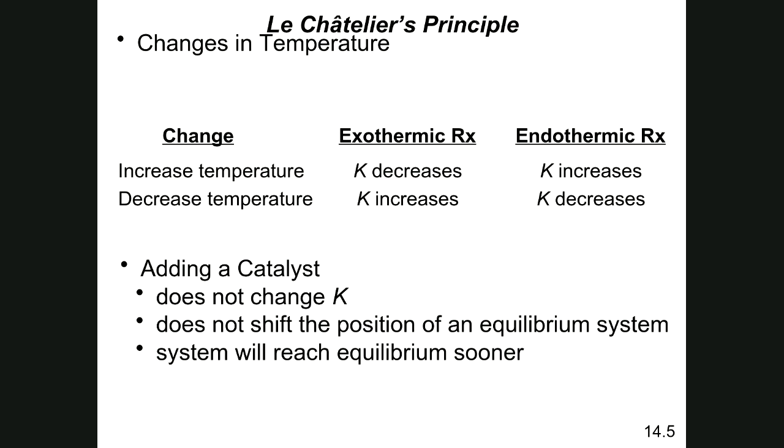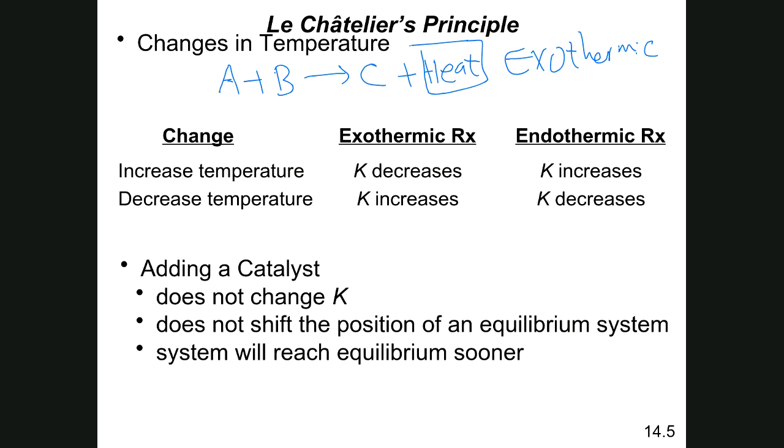How a change in temperature is going to affect the system at equilibrium. If the system at equilibrium is an exothermic reaction, A plus B gives C plus heat. This is an exothermic reaction. So if you know your reaction is exothermic, just add heat to the product side. That means heat has been released. And then draw this equilibrium sign.